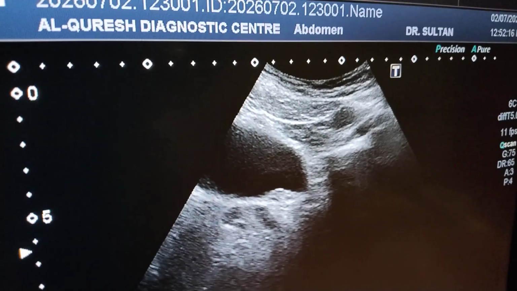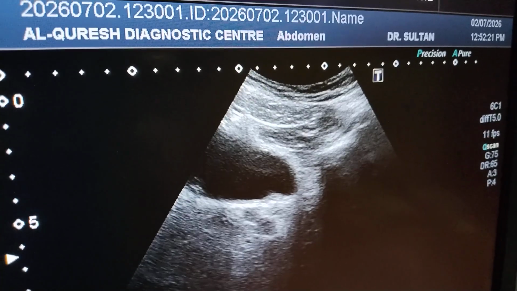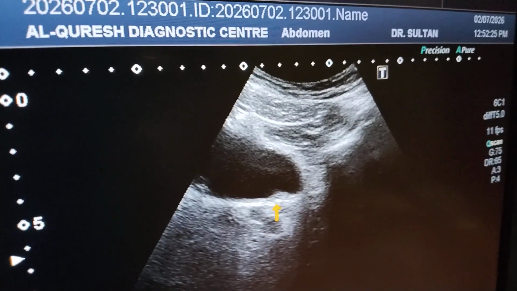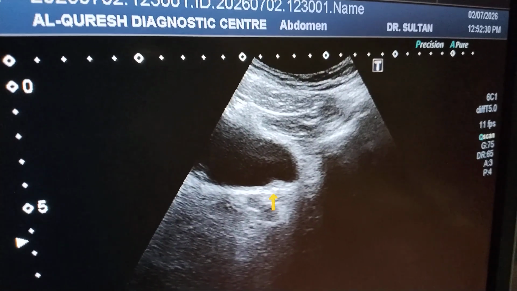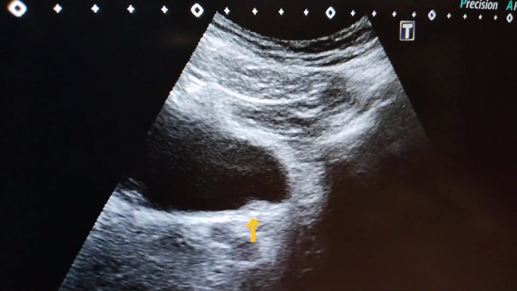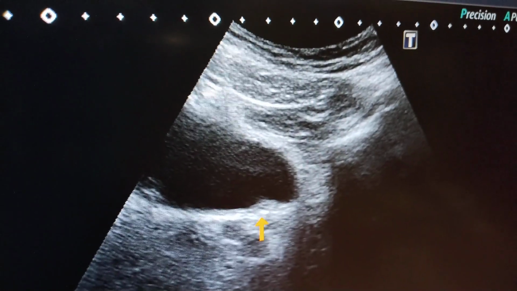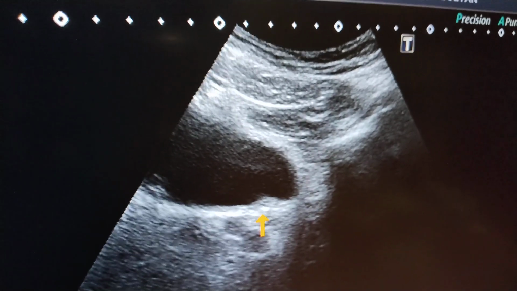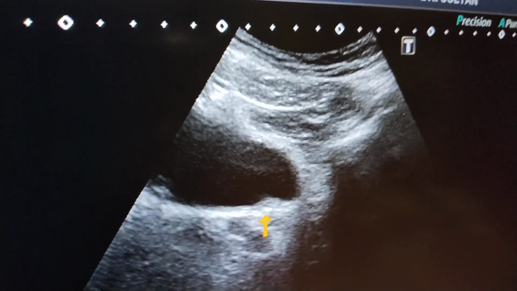I'm going to show you. This one. This is the echogenic area at the vesico-ureteric junction, and this is the stone. This one. This is the small stone. We can appreciate this one, which is trapped at the vesico-ureteric junction, which is the narrowest part of the distal ureter.